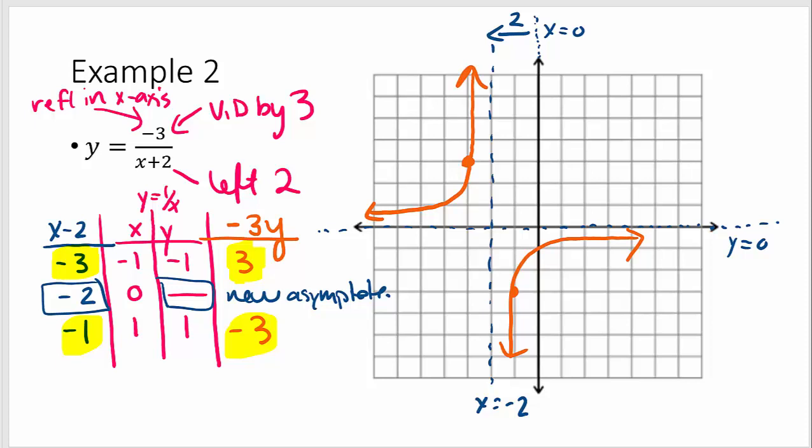And do our domain and range. So for our domain, the graph does not exist where the vertical asymptote is. So x does not equal -2. And for our range, the graph does not exist where the horizontal asymptote is. So y does not equal 0.